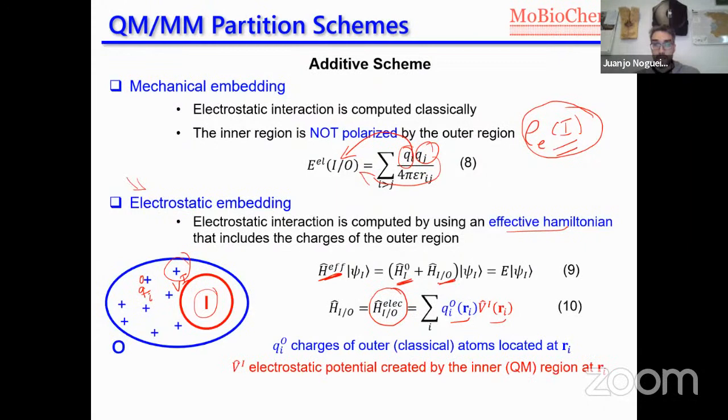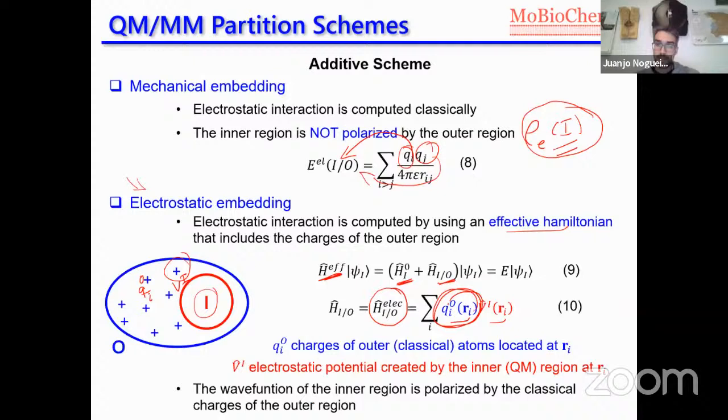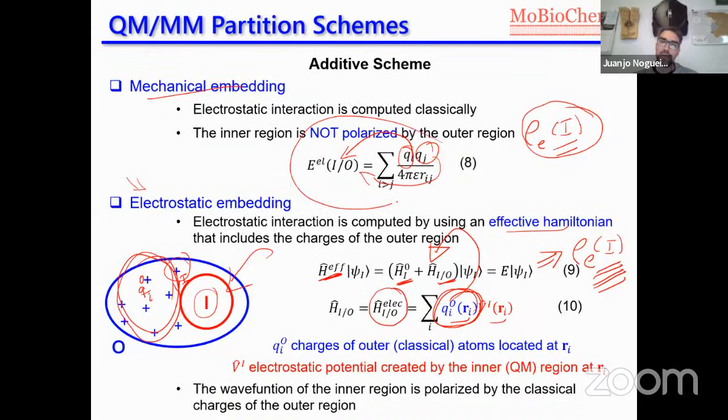Okay, in this way, since we are including these charges in the Hamiltonian, when we solve the Schrödinger equation, the electronic density for the inner region that we get is an electronic density which is polarized by the presence of these outer charges. In other words, the electronic density of the inner region is feeling the presence of the charges of the outer region. And this is a much better approximation than the mechanical embedding one, where the interaction is just computed with a force field, but the electronic density of the inner region doesn't change.